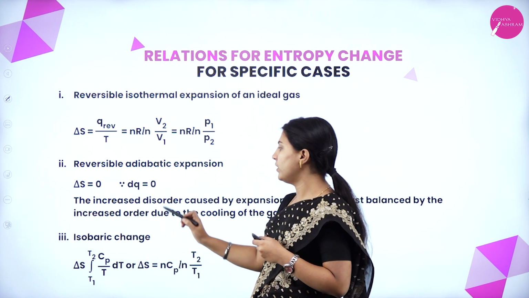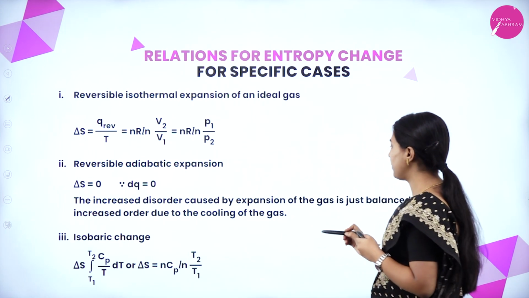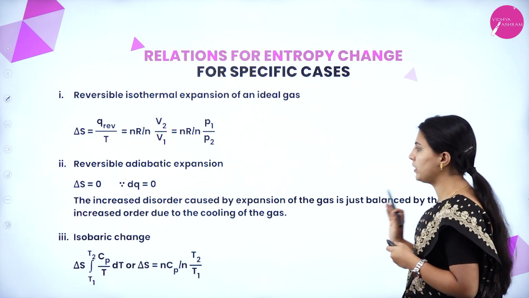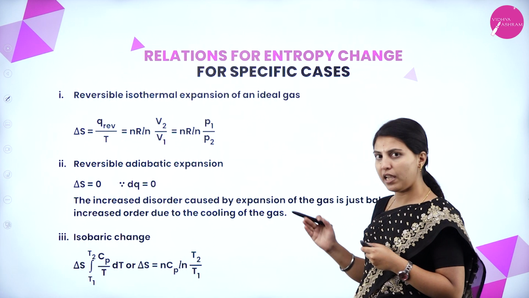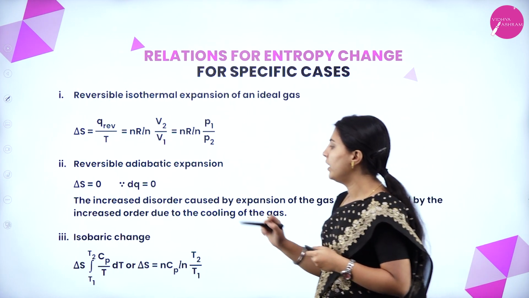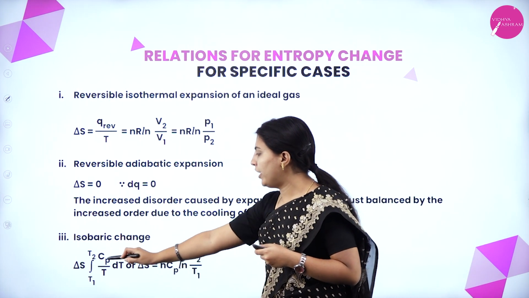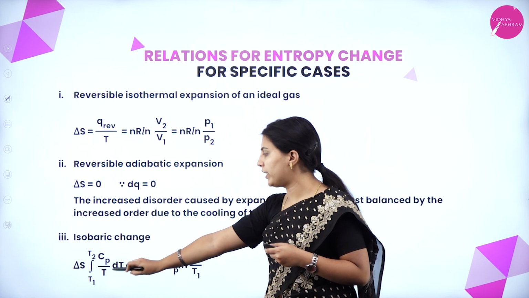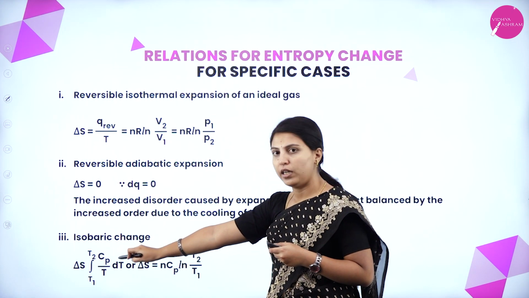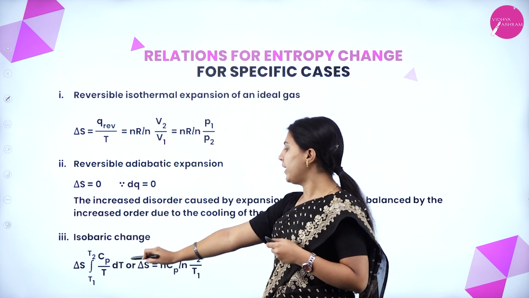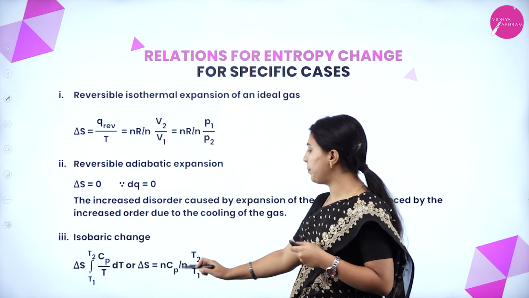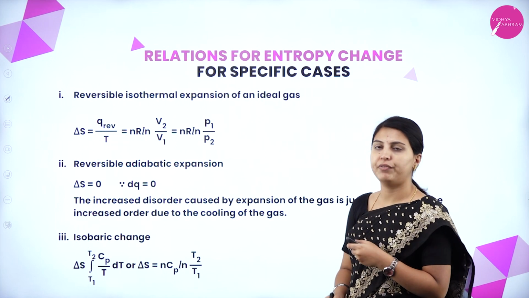The entropy change is also 0. The increased disorderness caused by expansion of the gas is just balanced by the increased order due to the cooling of the gas. It will be the same on heating or cooling. In the isobaric change, the entropy change is given by the difference between T2 and T1: specific heat at constant pressure times ΔT by T, or here nCp ln T2/T1.